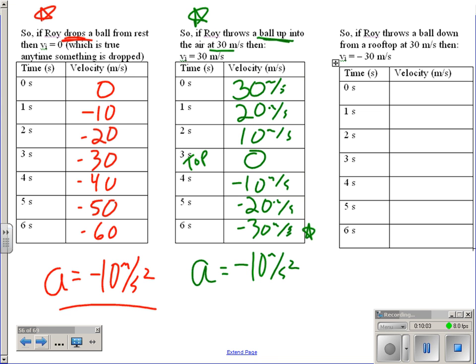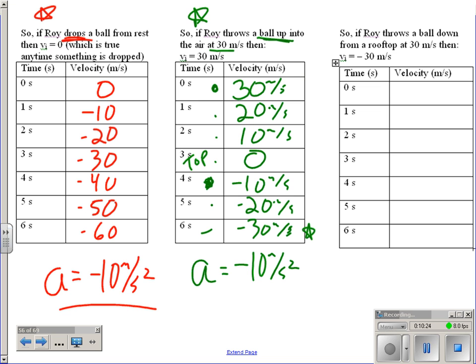Okay? This is the advantage to using velocity instead of speed, right? Because just by looking at this chart, I can see what's happening. It's moving up at 30 meters a second, up because it's positive, slows down, stops, and then it comes down, right? Because it's negative velocity, it comes down faster and faster until it gets back to its starting point.